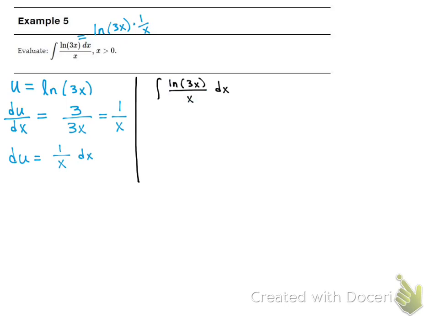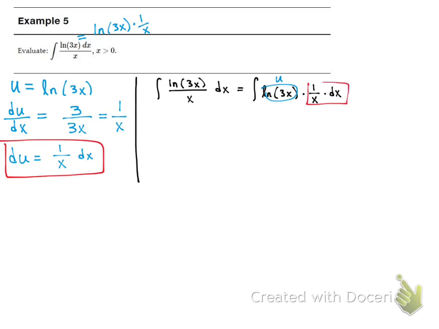So now let's make our substitutions. First of all, let's rewrite the integral just so we can clearly see what we're going to make the substitution for with du. So I have ln of 3x times 1 over x times dx. So I know that u equals ln of 3x. I know that 1 over x times dx is equal to du. So making those substitutions, now my integral is just the integral of u du.